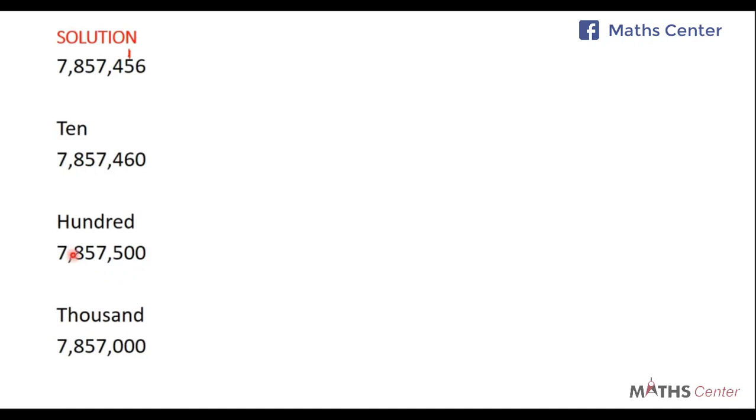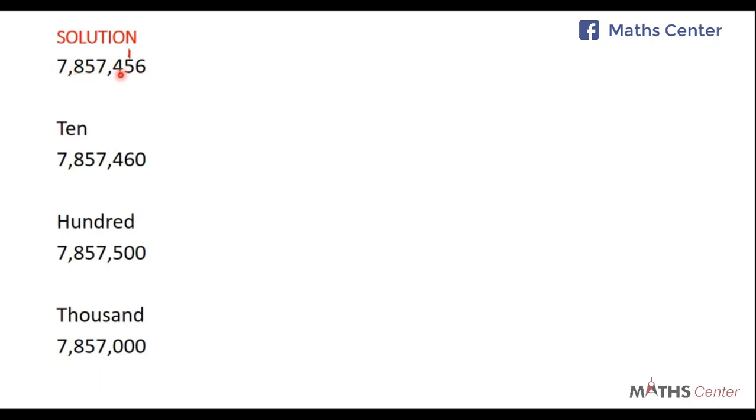Rounding it to the nearest 1,000 follows the same principle. The digit whose place value is 1,000 is 7. So you look at the number in front of that digit. In this case, the number in front of it is 4. 4 is less than 5. Now, if that is the case, then you are not going to add 1 to 7. You just write 7, 8, 5, 7.